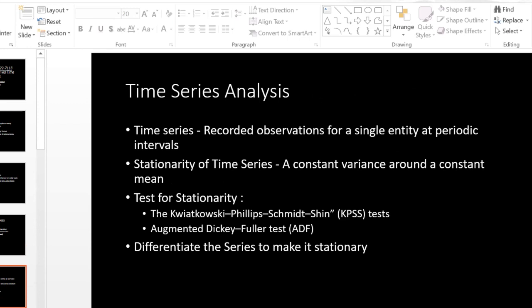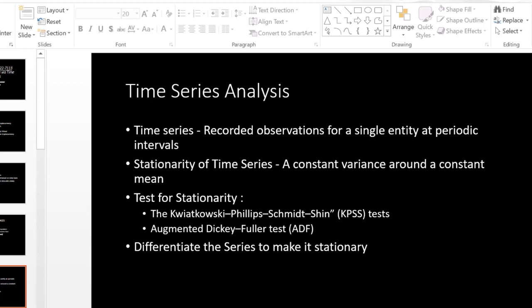And we come to the time series analysis. A time series is any recorded observation of a single entity over a period of time. For doing time series analysis, it is required that the time series has to be stationary. We can test for a stationary time series using the Phillips-Perron test, what is normally called the PP test. Another test is available to check the time series stationarity. If a series is not stationary, we can difference it and make it stationary.